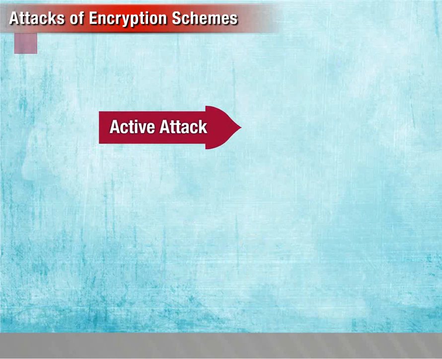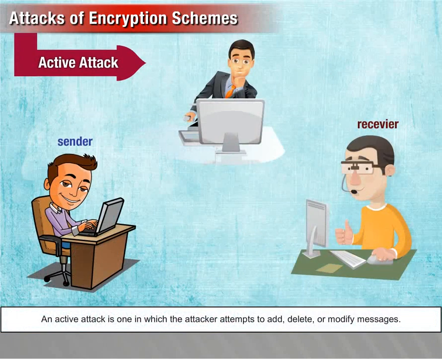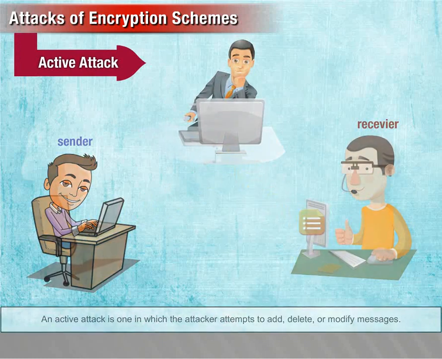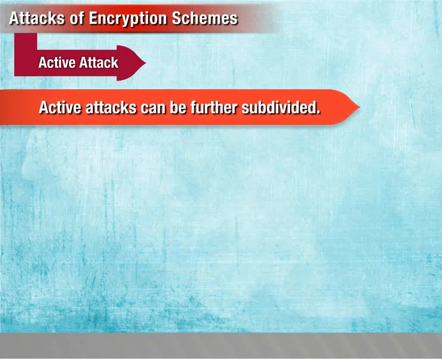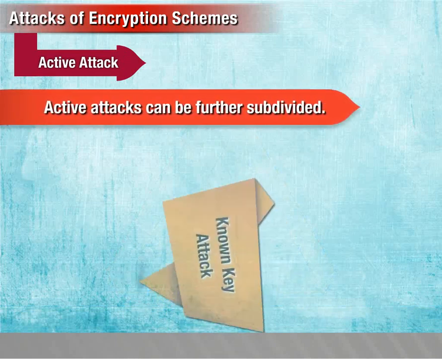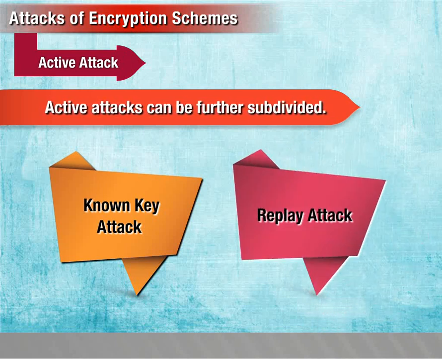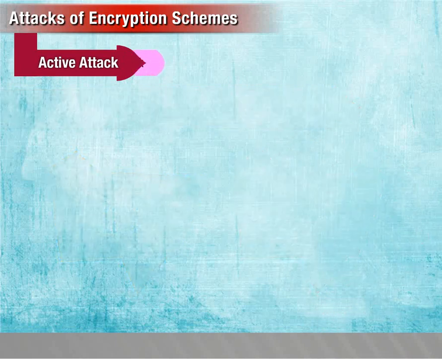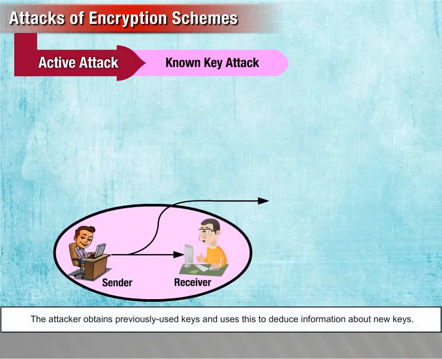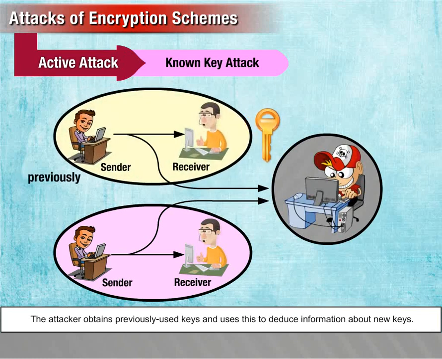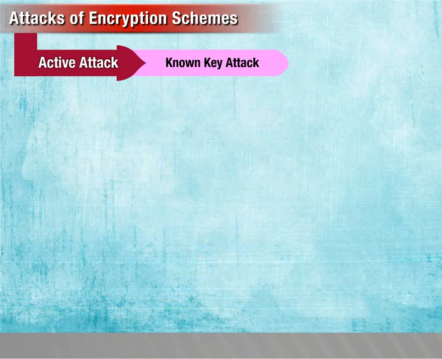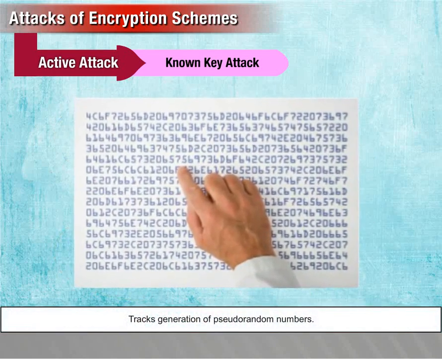Active attacks. An active attack is one in which the attacker attempts to add, delete, or modify messages. It threatens both confidentiality and data integrity. Active attacks can be further subdivided: known key attack, replay attack. Known key attack: the attacker obtains previously used keys and uses this to deduce information about new keys. Tracks generation of pseudo-random numbers.